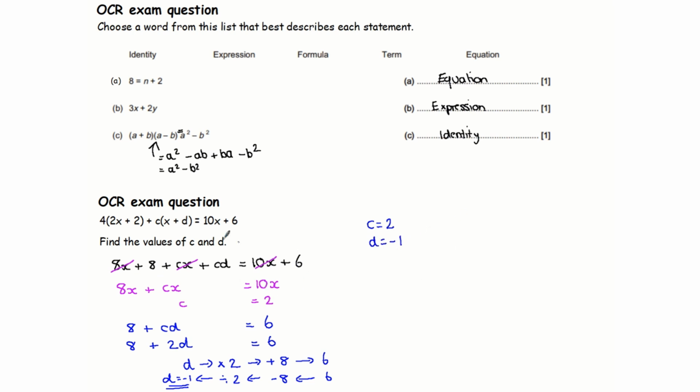So when you get a question like this, make sure you expand your brackets, you collect the terms, so all the x terms together, and then find the value of c and then substitute it in to find your value of d.